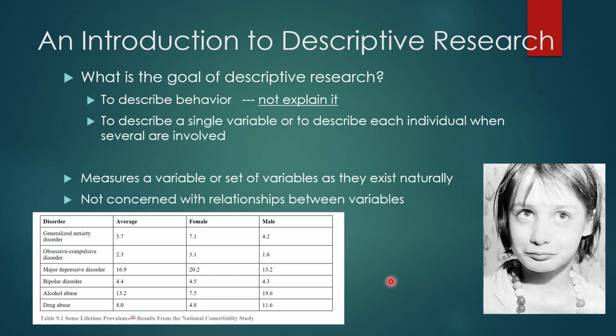Here's another example. This is from the National Comorbidity Survey, which is a large-scale mental health survey that's conducted in the United States. And this is just one part of the survey, where nearly 10,000 adults were given a structured mental health interview in their homes in 2002 and 2003, and this table presents the results on the lifetime prevalence of some anxiety, mood, and substance use disorders. So again, it's describing the prevalence of these disorders. It's not predicting anything. It's not saying that there's any causal explanations. It's just describing the outcomes.